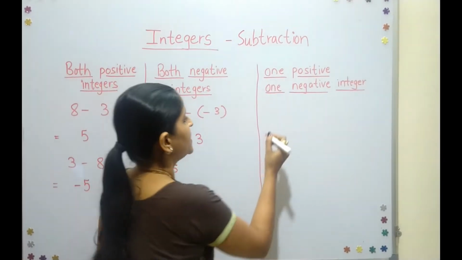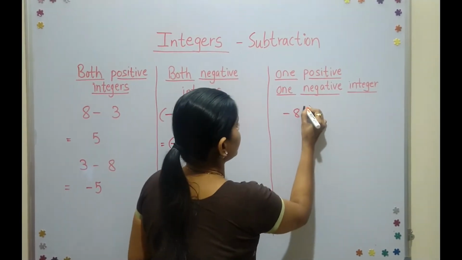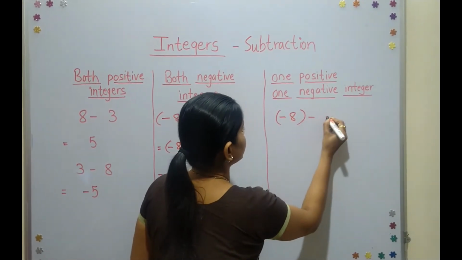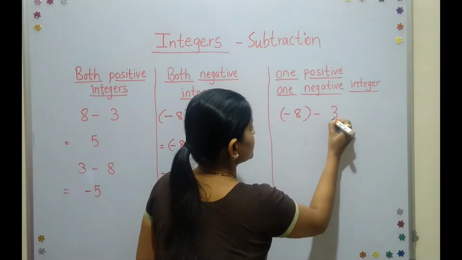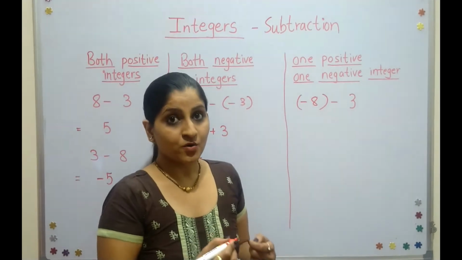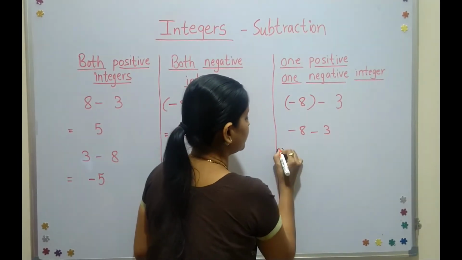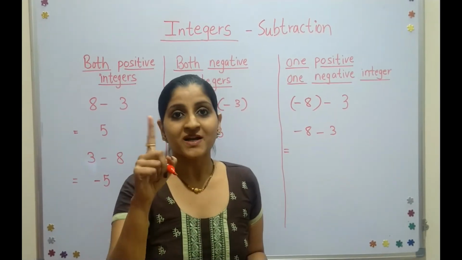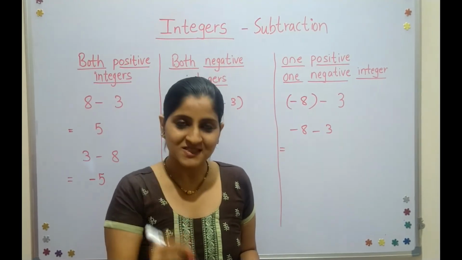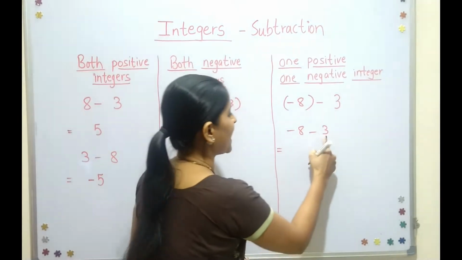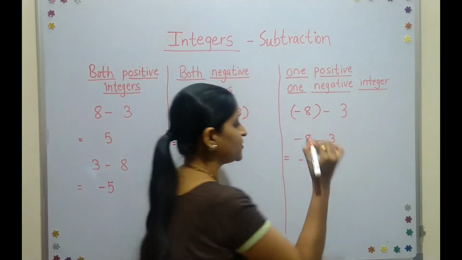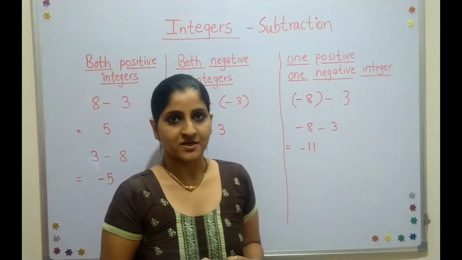Moving next to the example in which one integer is positive and the other integer is negative. If I take the example negative 8 minus positive 3, the two numbers are negative 8 and negative 3. Remember adding two negative integers? The same thing you will do here. You will add these two numbers and you will give a negative sign.